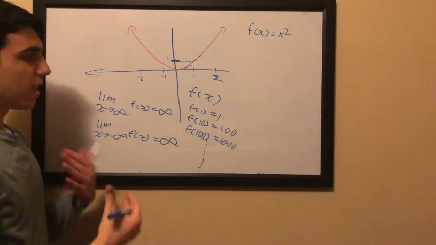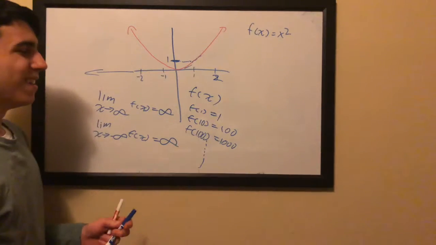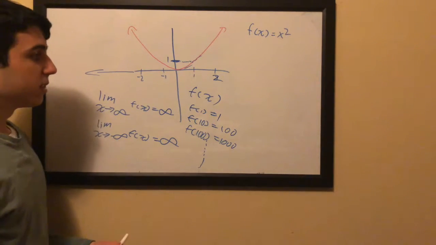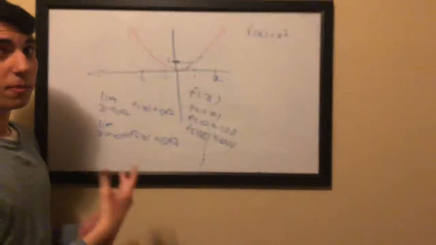For more technical purposes, we would say for these two that the limits don't exist because infinity isn't really a number. But for the sake of simplicity for now, for understanding what's happening, I'm going to leave it as infinity, and hopefully that helps you a bit.